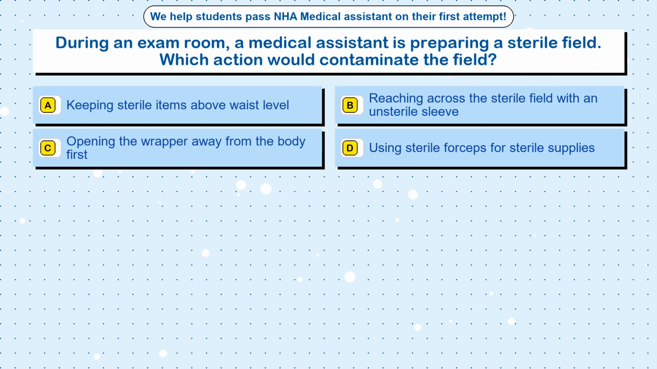Question 26. During an exam room, a medical assistant is preparing a sterile field. Which action would contaminate the field? Option A, keeping sterile items above waist level. Option B, reaching across the sterile field with an unsterile sleeve. Option C, opening the wrapper away from the body first. Option D, using sterile forceps for sterile supplies.